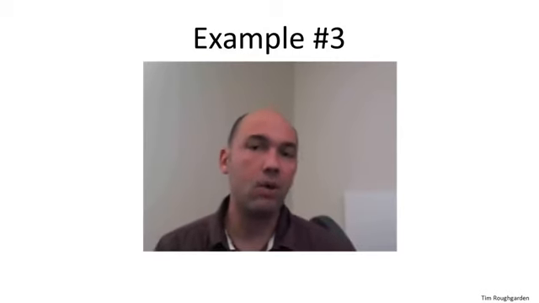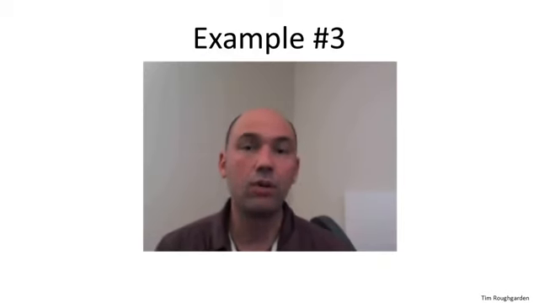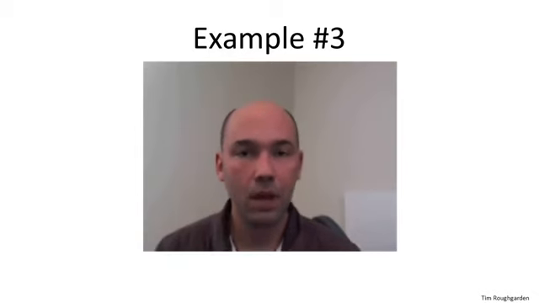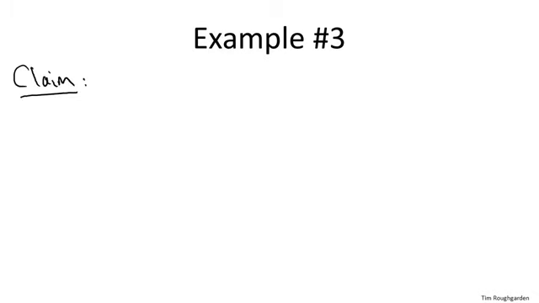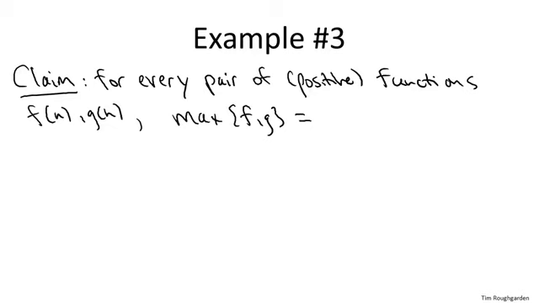Recall that while big O is analogous to saying one function is less than or equal to another, theta notation is in the spirit of saying one function is equal asymptotically to another. So here's the formal claim we're going to prove. For every pair of functions f and g, both defined on the positive integers, the claim is that it doesn't matter, up to a constant factor, whether we take the pointwise maximum of the 2 functions or the pointwise sum of the 2 functions.